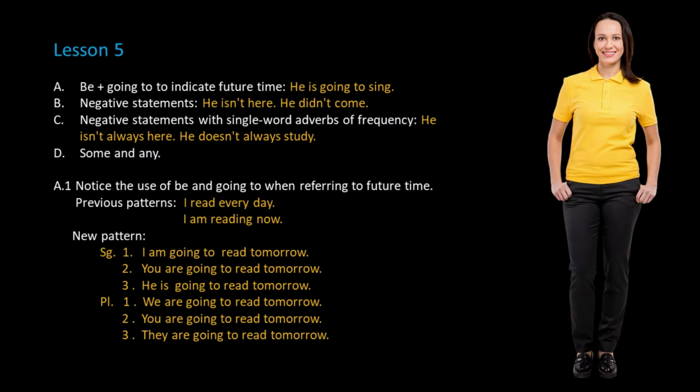In this video, we will learn about: A. Be plus going to indicate future time. For example, he is going to sing. B. Negative statements. For example, he isn't here. He didn't come. C. Negative statements with single-word adverbs of frequency. For example, he isn't always here. He doesn't always study. D. Some and any. Notice the use of be and going to when referring to future time.